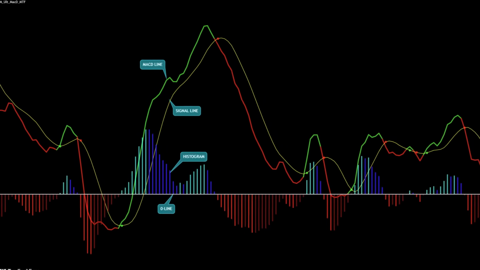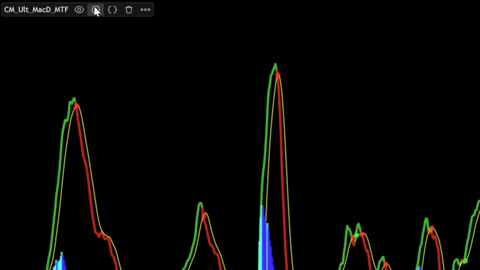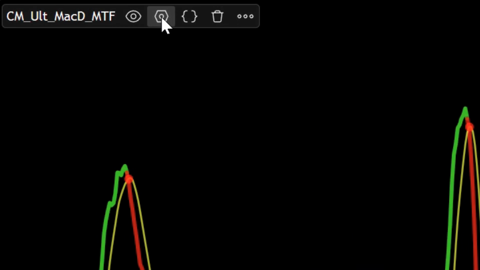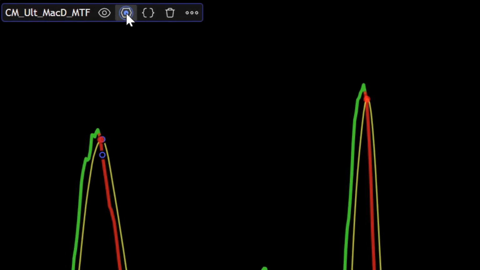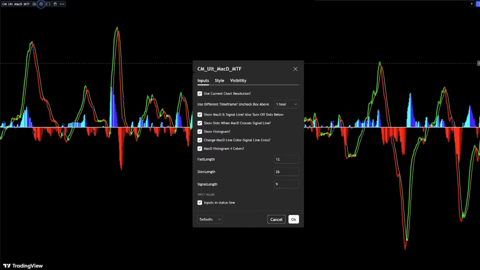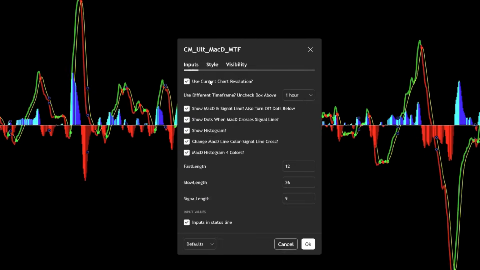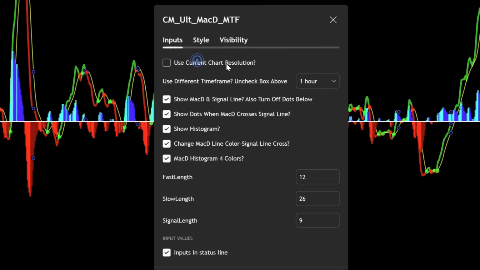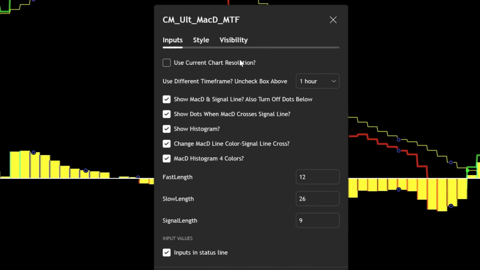Now, we need to adjust the settings on this one too. Again, click the gear icon next to its name, go to the Inputs tab. The first thing you have to do is uncheck Use Current Chart Resolution. We want this MACD to show us momentum on a higher time frame, not just the chart you're on.